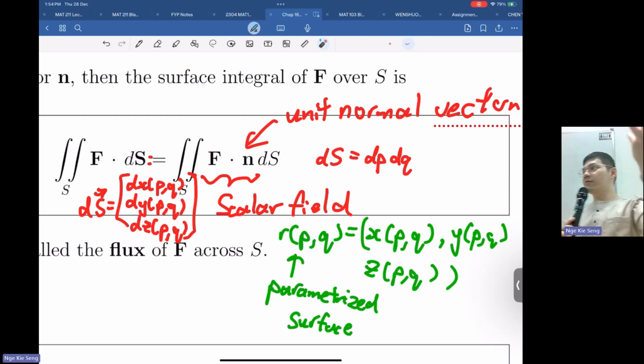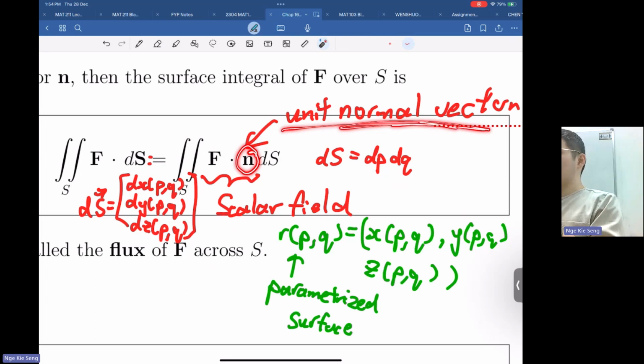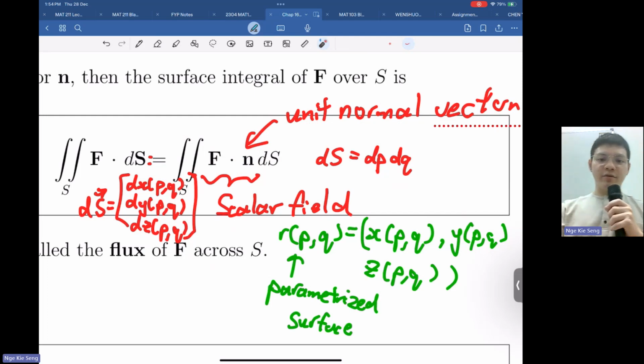So what happened to the vector? You dot it with the unit normal vector. No worries, later we'll do an example. Just believe me first, and then I will convince you later.